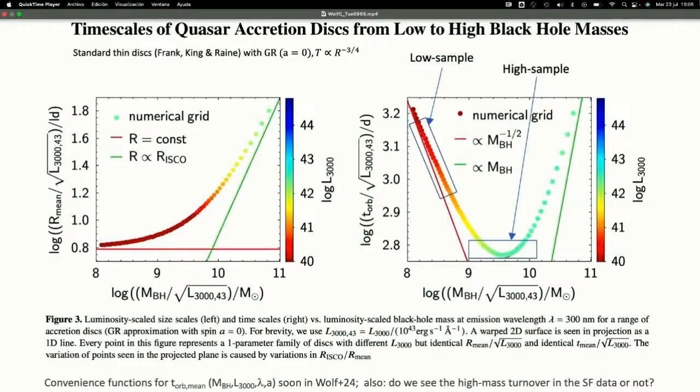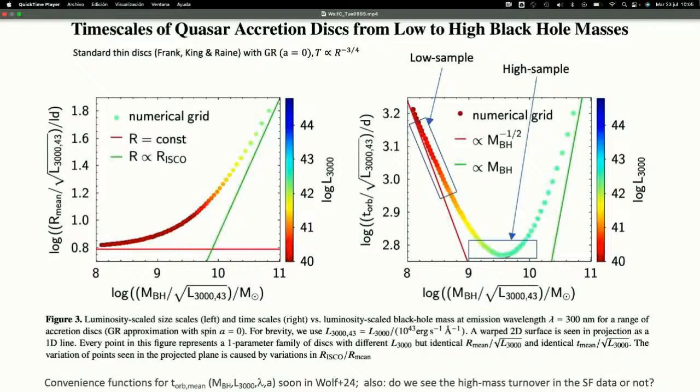We'll soon publish a little paper that will just offer some convenience functions for the mean emission radius and orbital timescales as a function of mass, luminosity, wavelength, and black hole spin, so that not everyone has to recalculate their entire thin disk models across the whole parameter space. These convenience functions are then not just a single power law, but they are actually smoothly broken power laws that transition from a low mass regime to a high mass regime with otherwise very simple behavior.